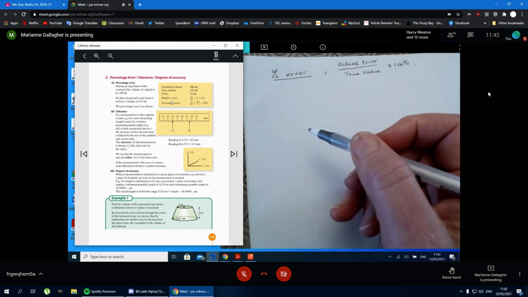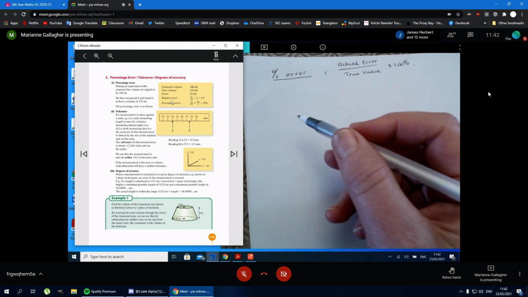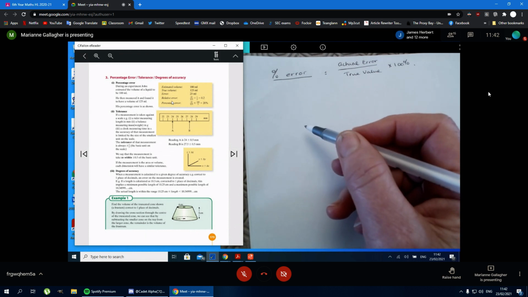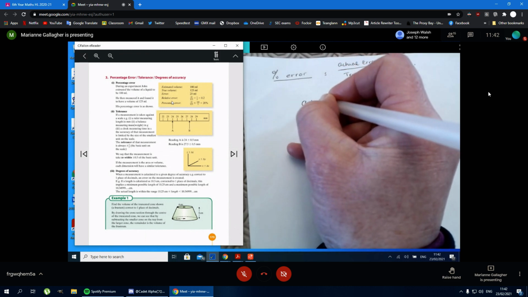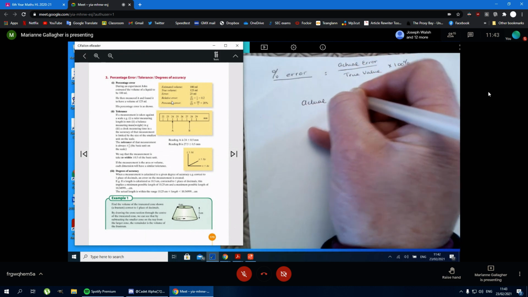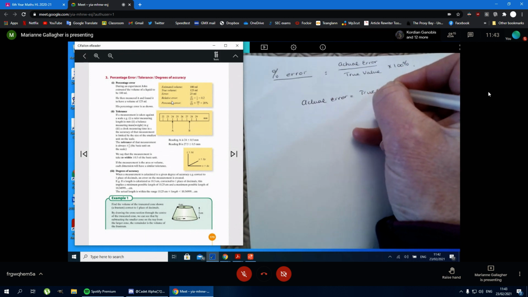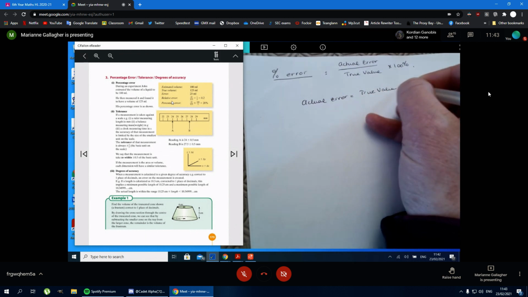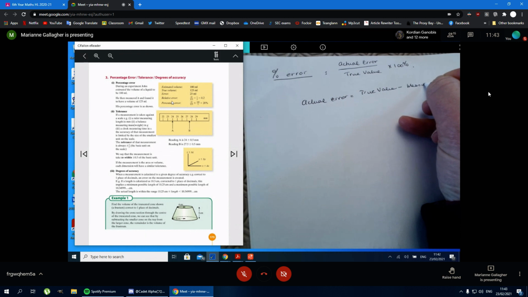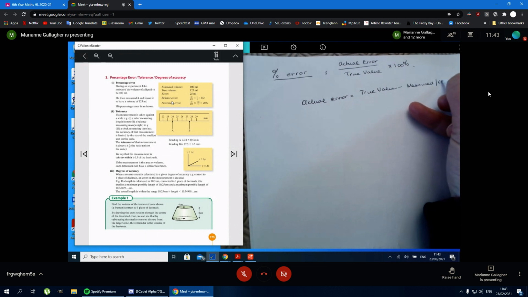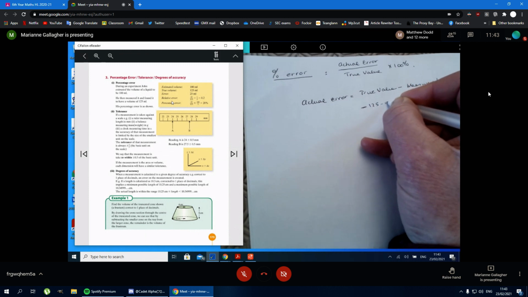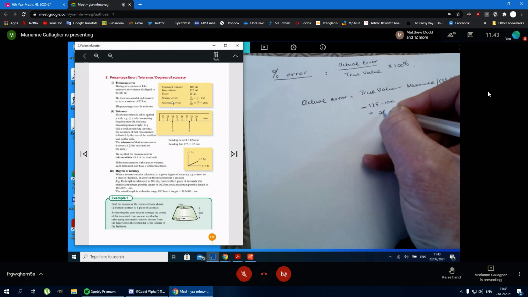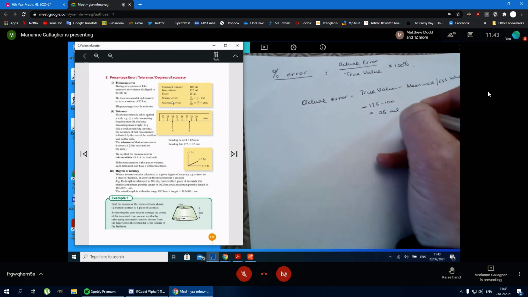So the example they give there: John estimated the volume of a liquid to be 100. The actual measurement was 125. So the actual error is the true value minus the measured or estimated value. Okay, so that's 125 minus 100. So the actual error is 25 mil.